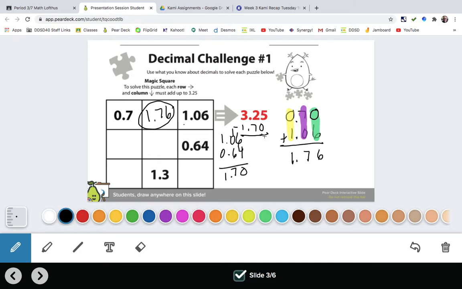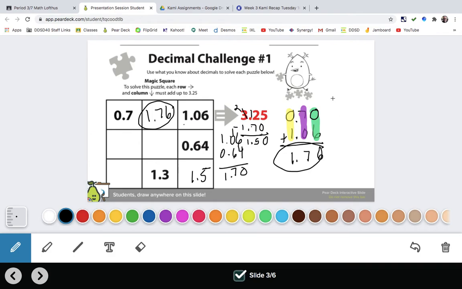So 5 minus 0 is 0. I can't take 7 from 2, so I have to borrow. 12 minus 7 is 5. Decimal point gets dropped down. 2 minus 1 is 1. So this is 1.5. So going back to this 1.76, that wasn't the answer there.